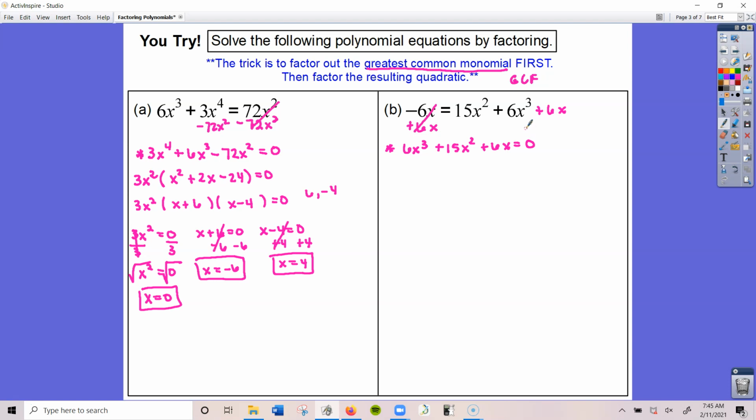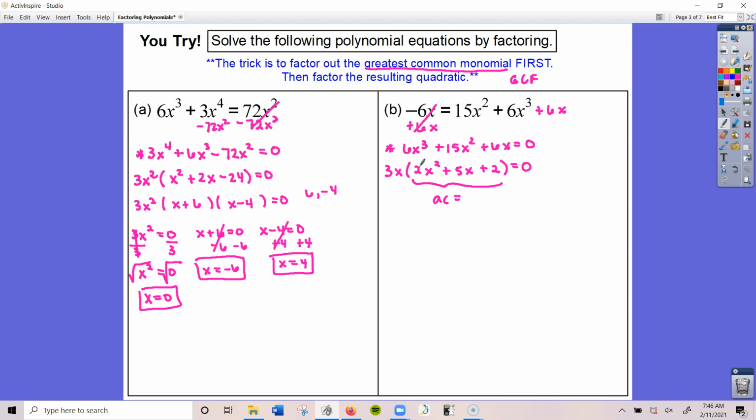Now let's factor out the greatest common factor first. Each one of these terms can be divisible by 3 as well, and they all have an x. So I'm going to factor out a 3x, and that would leave me with 2x squared plus 5x plus 2. Now if you notice inside here the quadratic, we have a number in front of the x squared. And not all of these numbers are divisible by 2. So we're going to have to use the AC method for this.